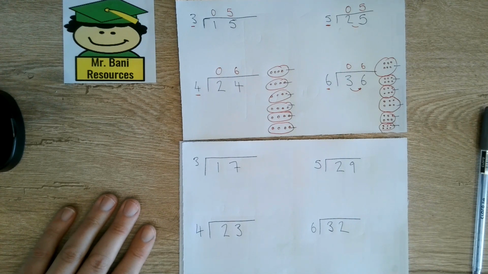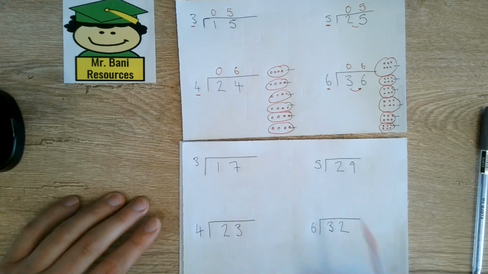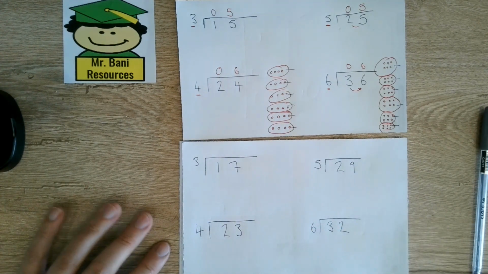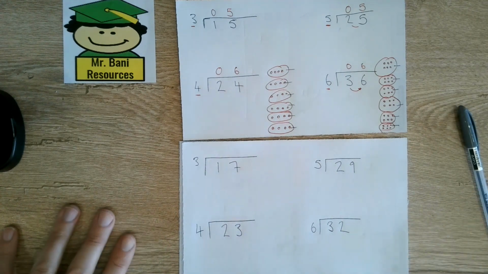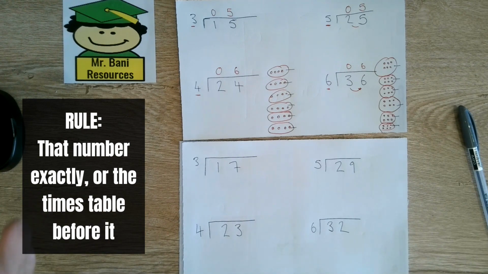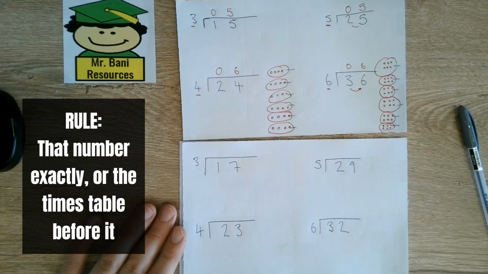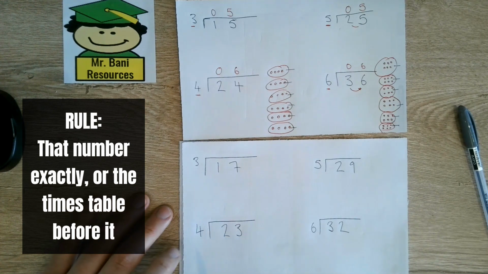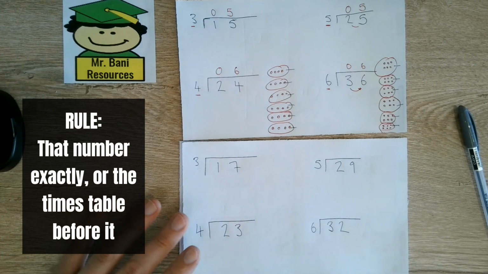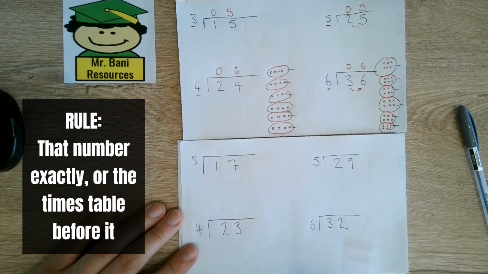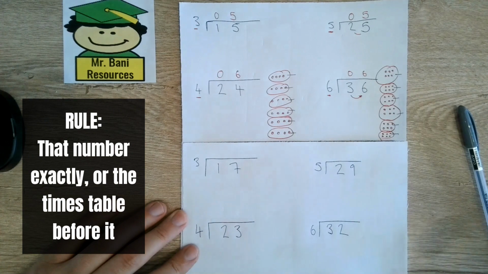Here's how we do it. You can do it pictorially, which when I was younger I found a lot easier, or you can just do it in your head if you know your times table. Here's my hack. The rule is, when we do this, you cannot go over that number. You have to get that number exactly or the times table just before it. Right, let's put this into practice. Let me show you what I mean.